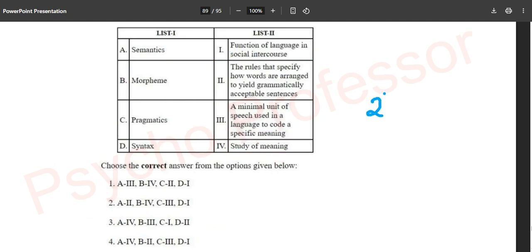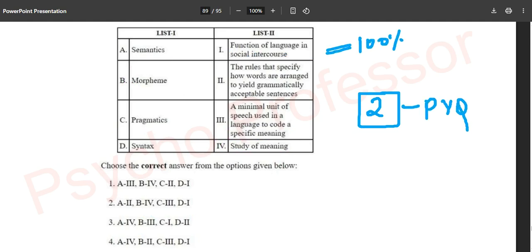We have solved two questions, and those two questions are directly from your PYQ. This is directly copy paste from your C book, 100% copy pasted from your C book. You just need to revise well again and again.